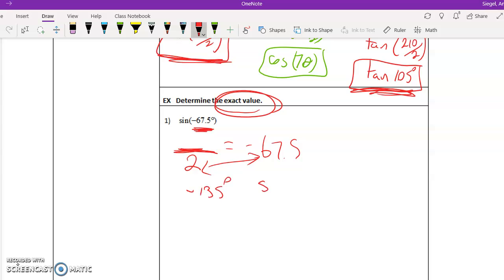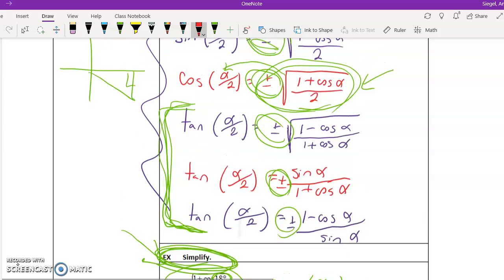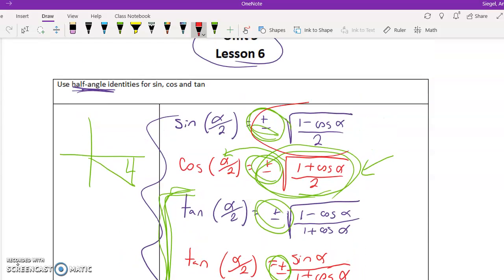So I'm going to set up the formula, sine of negative 135 degrees divided by 2, and then just fill it in that sine formula. So let's go back up here. I'm literally just following that formula there.